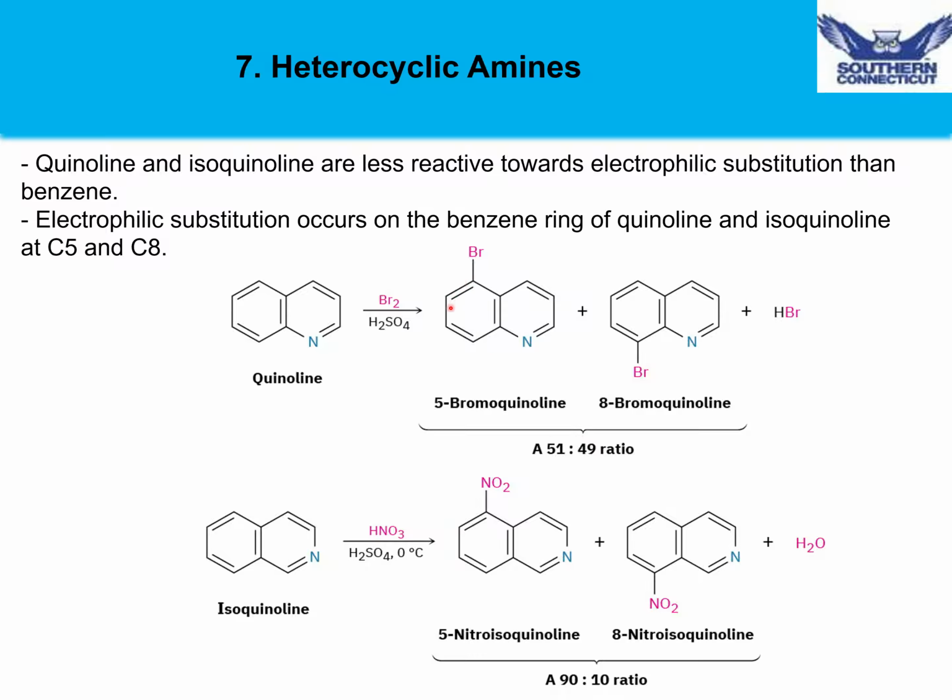Generally, the benzene is slightly more electron-rich than the pyridine of quinoline. For that reason, we get substitution primarily at the benzene carbons, like position 5 and position 8. With isoquinoline, if we try to do a nitration, again, we're going to get primarily substitution on the benzene ring side of the molecule rather than the pyridine ring, which is less electron-rich than benzene.